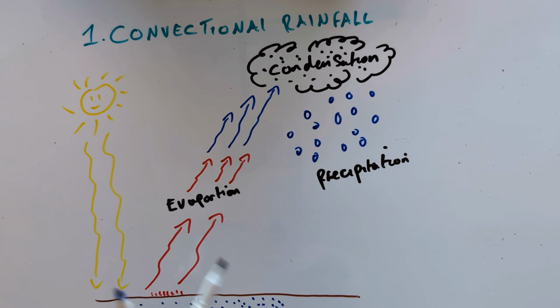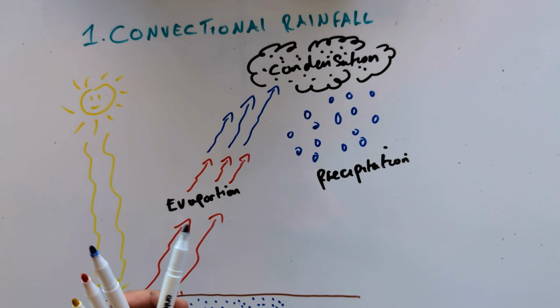Okay, and that is our first type of rainfall. Okay, evaporation, condensation, found at the equator. Those are the words that you really need. Right, now let's jump on to our next form of rainfall.